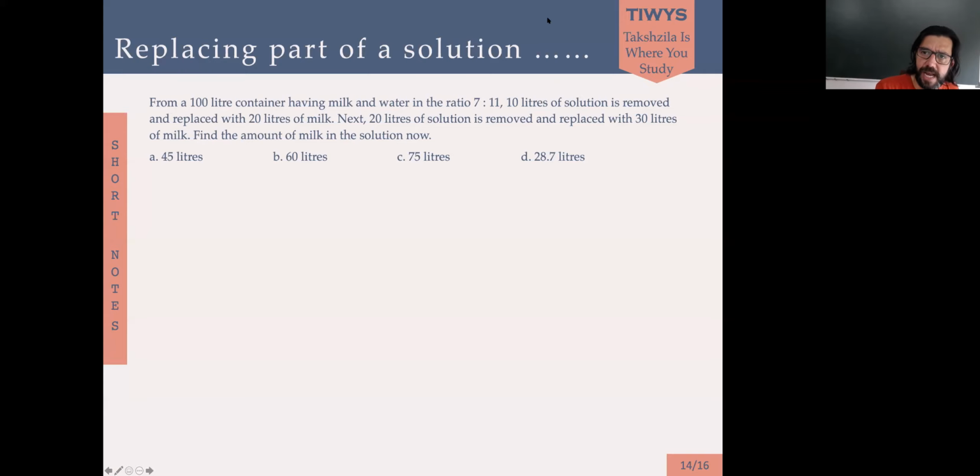I'll just read it. From 100 liters, milk and water is in the ratio 7:11. 10 liters is removed, replaced with milk. Watch out, I don't want you to make an error. 20 liters is removed, replaced with 30 liters of milk. Find the liters. Everything is in liters. You work on proportion. Go ahead.